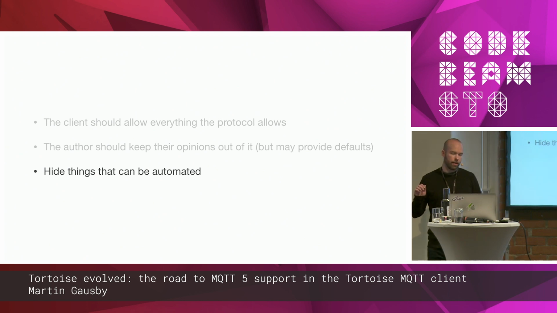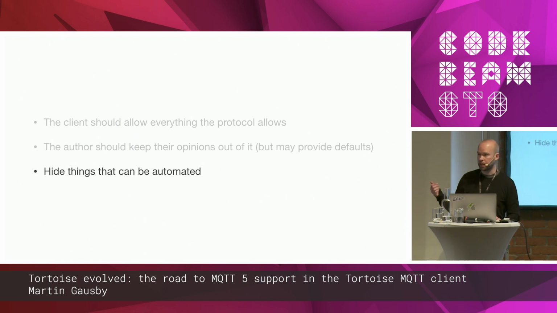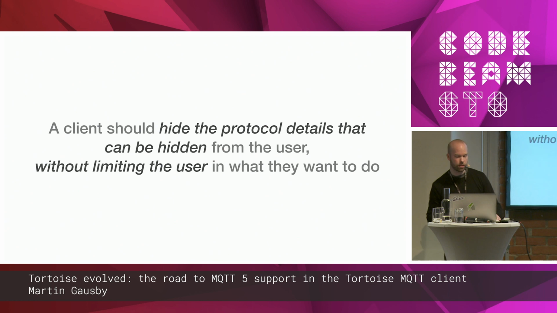I can automate things. So stuff that just needs to happen, like handshakes and stuff, I can automate that. The user doesn't need to be included in that. Things that only have one way of happening can happen automatically. Okay. So in other words, a client should hide the protocol details that can be hidden from the user without limiting the user in what they want to do.